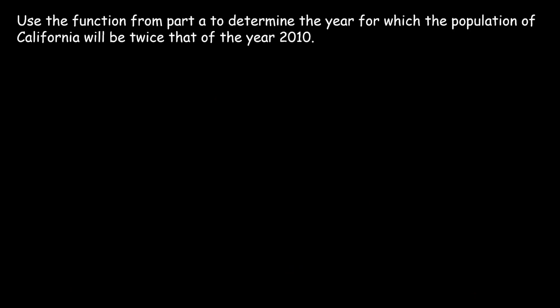Okay, so now we're going to use the function from part A to determine the year for which the population of California will be twice that of the year 2010.